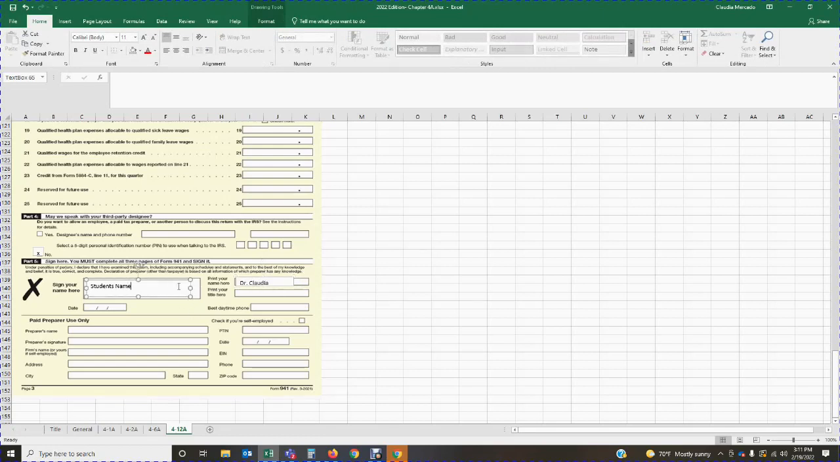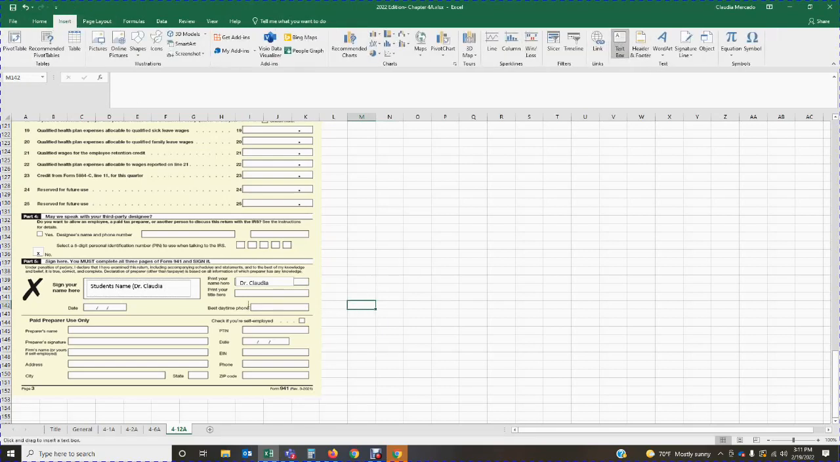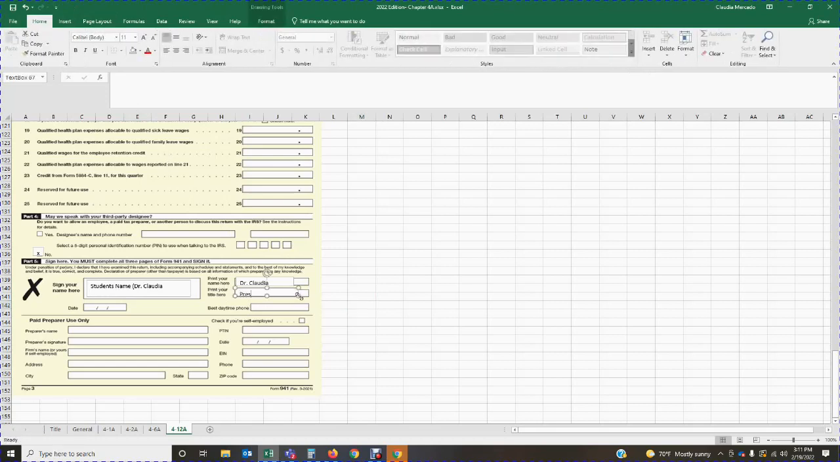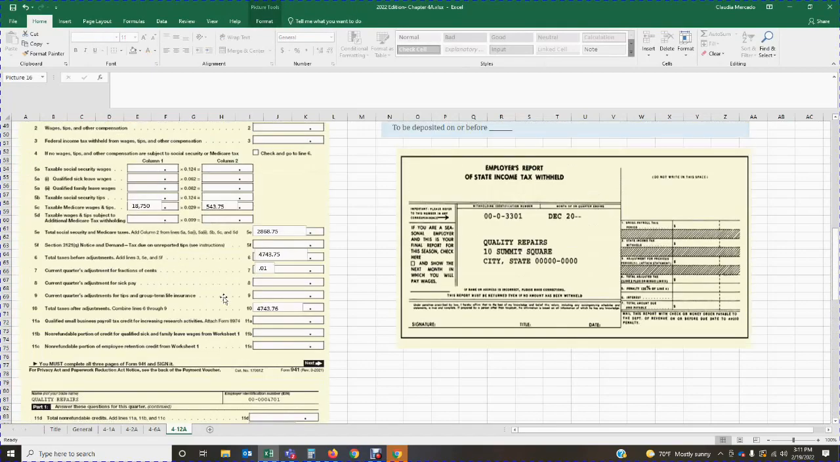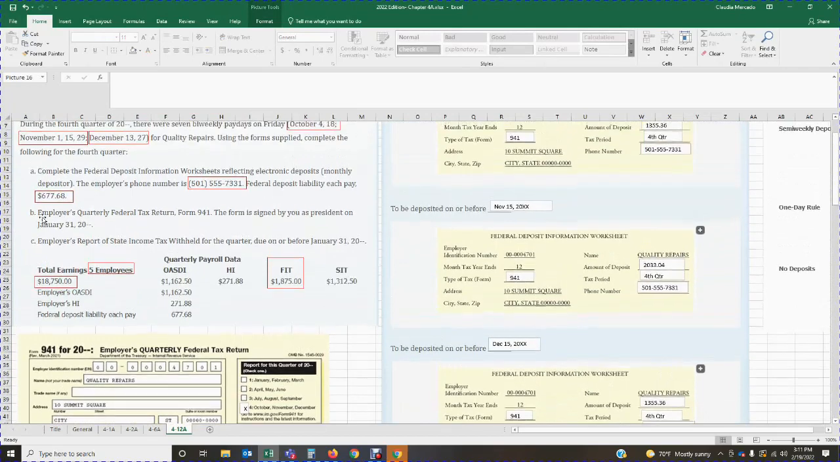So here you put the student's name. Here, for example, I would enter my signature. This would be an actual signature. Your title, it says in the problem that we are the president. And the phone number was provided in the problem. It's 555-7331. That is available.